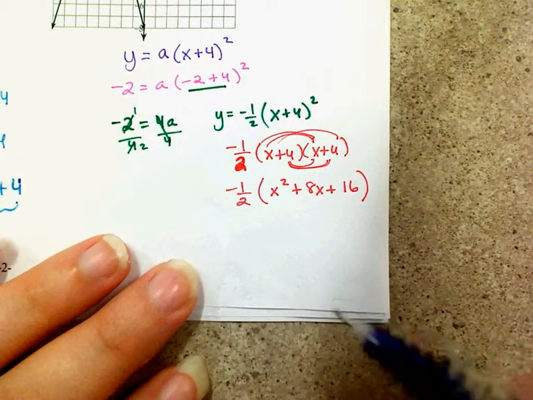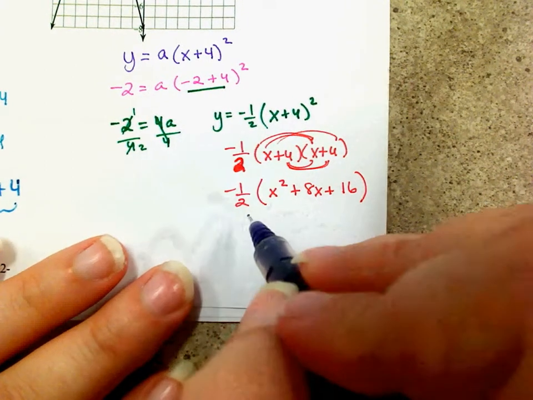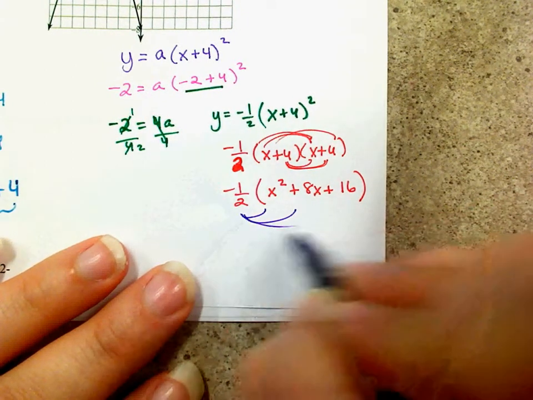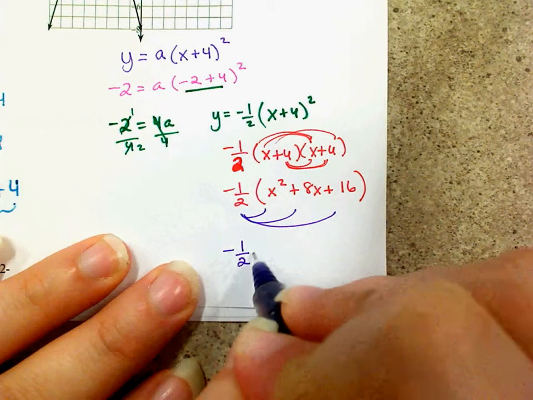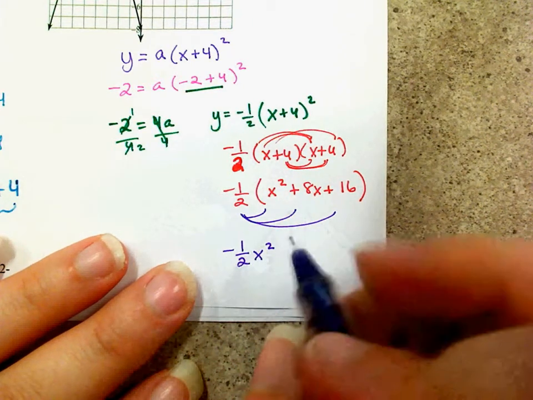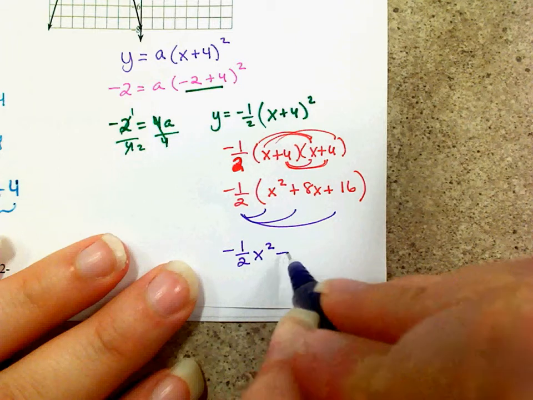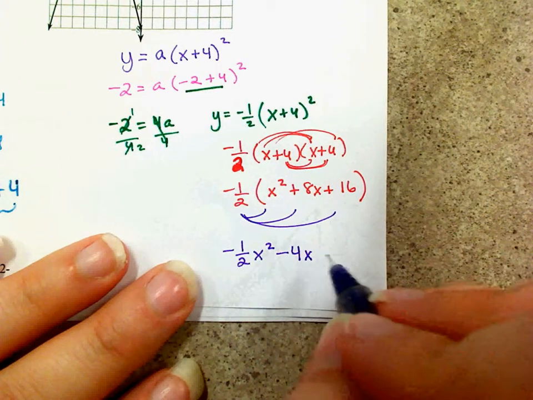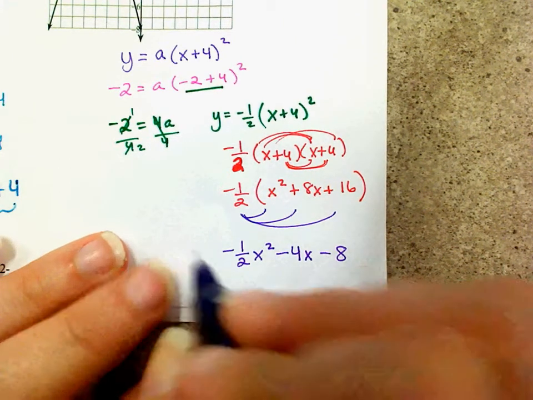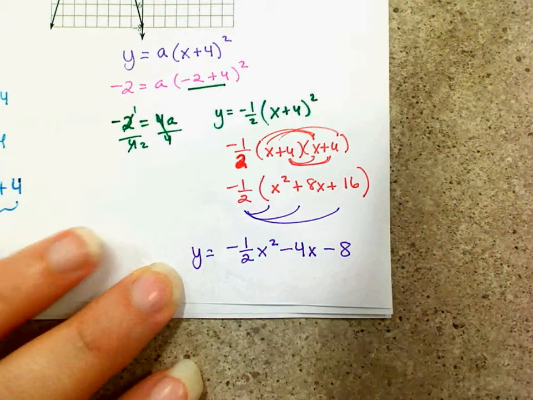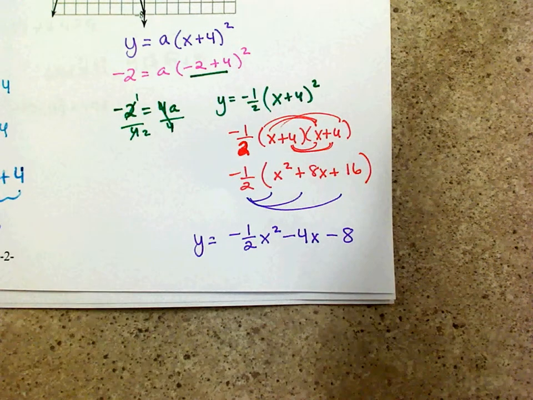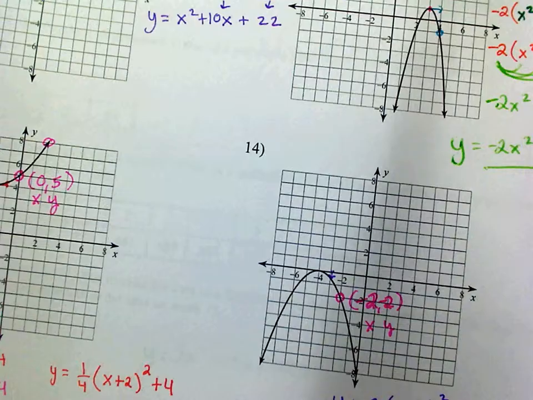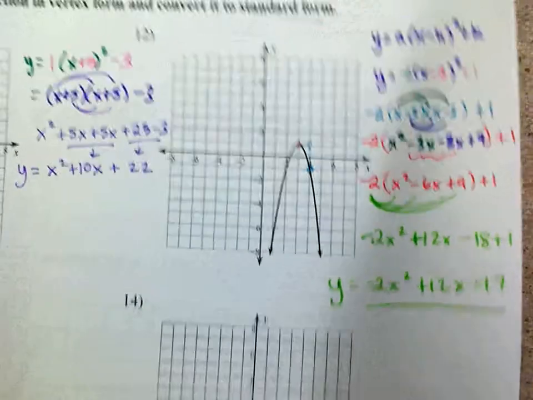You're right, I don't. Okay, so now I distribute the negative 1/2. So negative 1/2 x squared. What is a half of 8? Okay, and it's negative, so negative 4x, half of 16. And there you go. And that's my final answer. Okay. Now remember, 12 and 13 are going to be on middle. Okay.